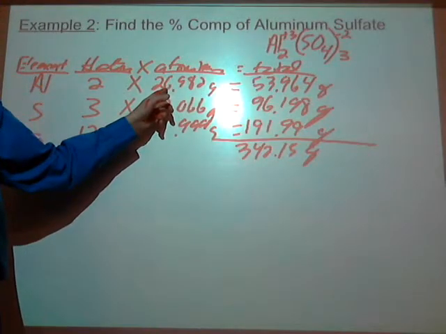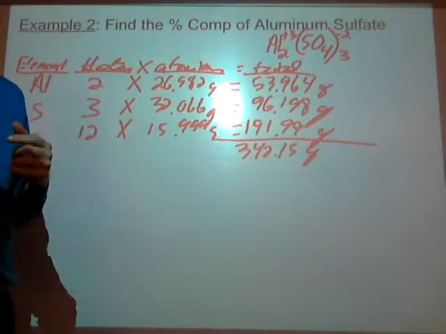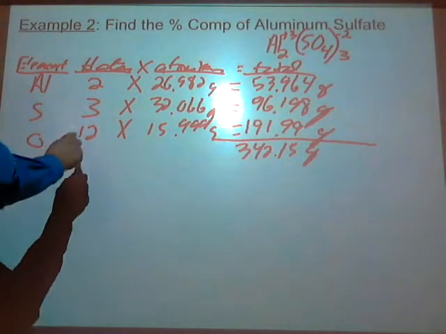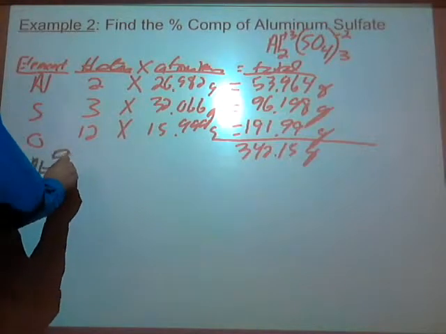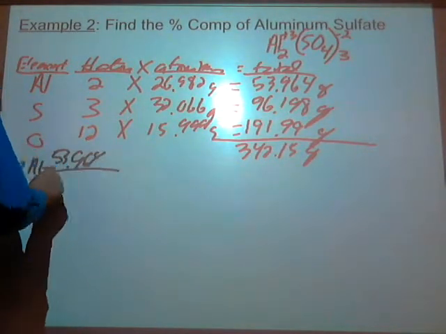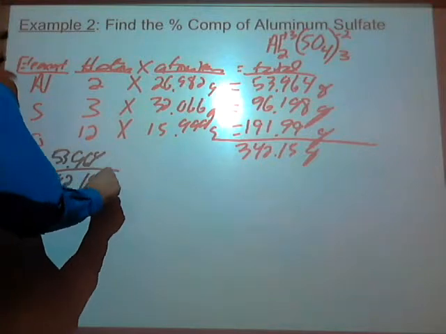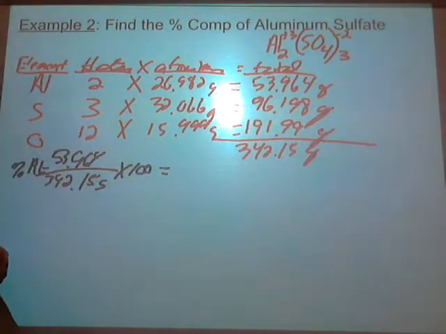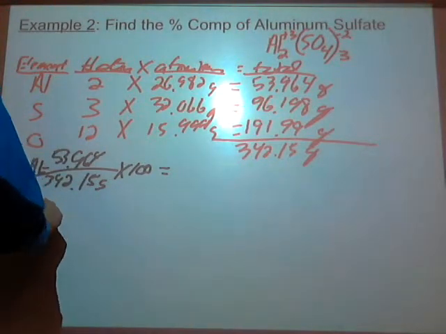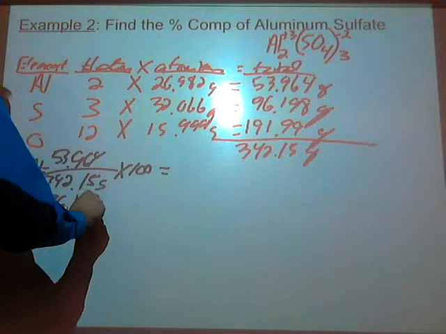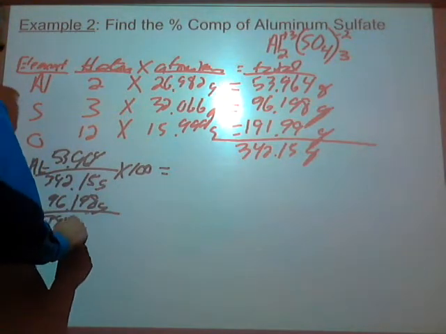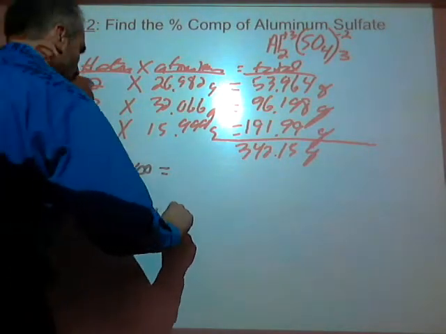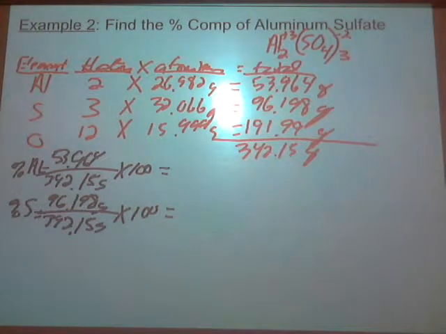Correct. Was anybody thinking this one? Because that happened in your class. That's one of the mistakes I saw. I was hoping someone would make it here, but that's okay. Good. 53.964 over 342.15 times 100 gives me, let's see, Ellie, you do that one. For percent of sulfur, what will I divide there, Karen? 96.198 over 342.15 times 100. And do the math for that one, Maddie.